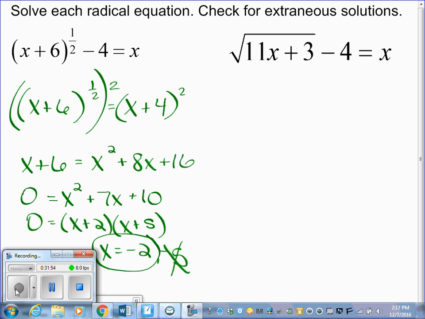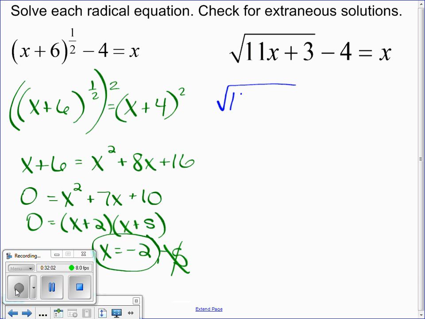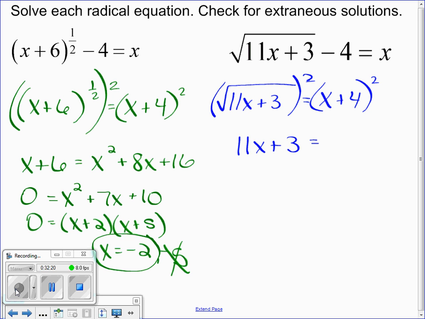All right, here we go. Take a look at the next one, guys. What do we do first? Add 4. So radical 11x plus 3 equals x plus 4. Then what? Square both sides. So we get 11x plus 3 equals... Good. Then what?